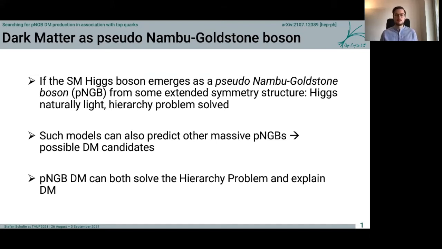Now, I'm going to talk about models in which dark matter arises as a pseudo Nambu-Goldstone boson, or pNGB for short, from some larger symmetry structure at high energies. And depending on the exact realization in the UV, you can also describe the standard model Higgs boson as a pNGB, in which case it would be naturally light and the standard model hierarchy problem would be solved. So in such a scenario, you would have a viable dark matter candidate and solve the hierarchy problem, which is exactly what people wanted to explain with the lightest supersymmetric particle as dark matter candidate as well.